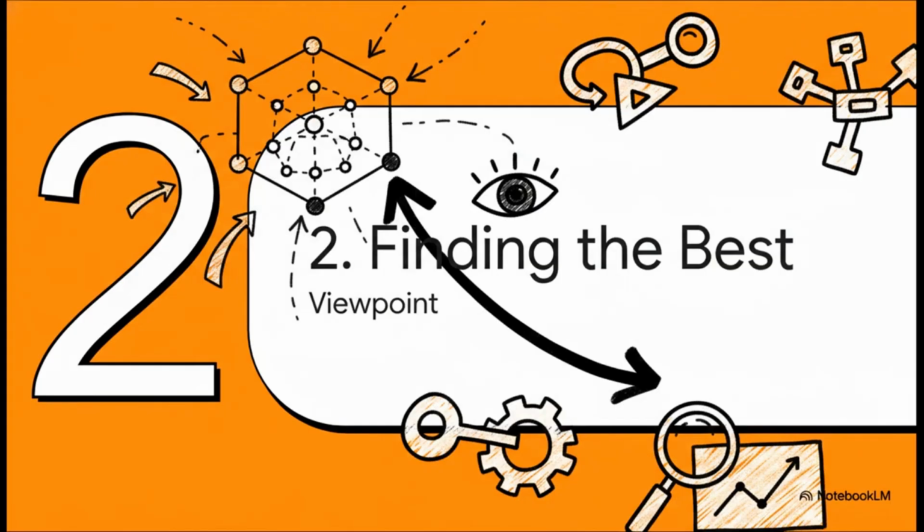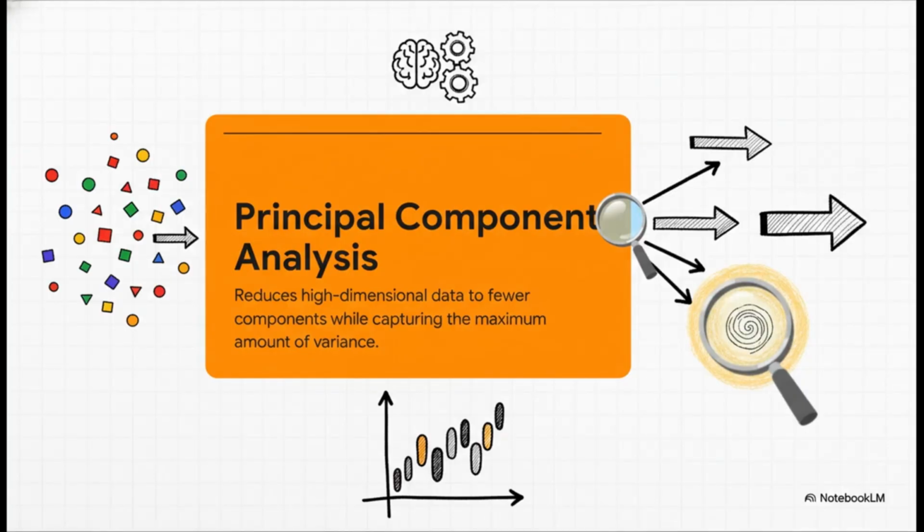So, how in the world do we fight back against this curse? Well, we need a totally new way to look at our data. We need a better viewpoint. And this, right here, is where PCA comes into the picture. So, what exactly is PCA? At its heart, it's a technique for reducing the number of dimensions in your data. But it's really smart about it. Instead of just blindly deleting columns, it combines them to create a few new, powerful ones. Its main goal is to create these new features that capture the absolute maximum amount of variance, which is just a technical way of saying the important information or the spread in your data.